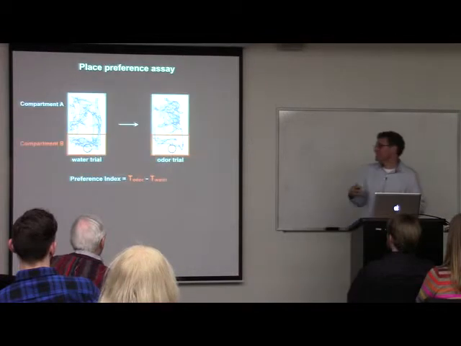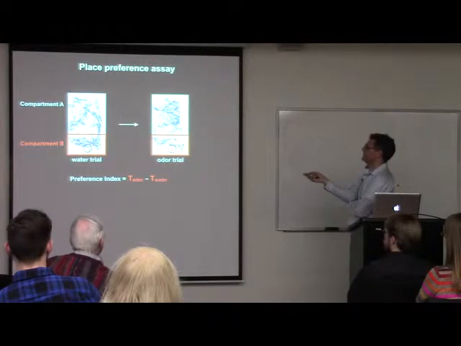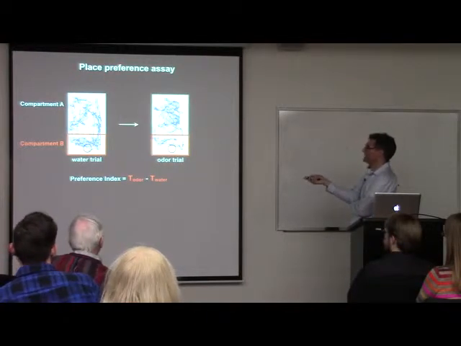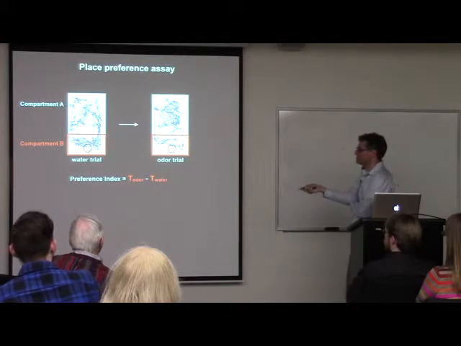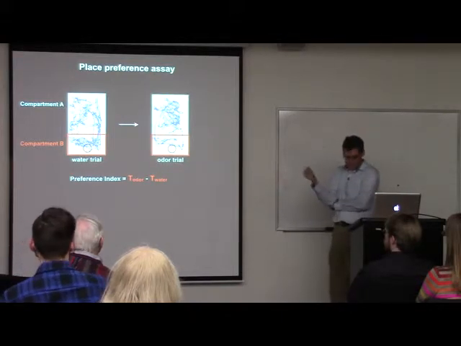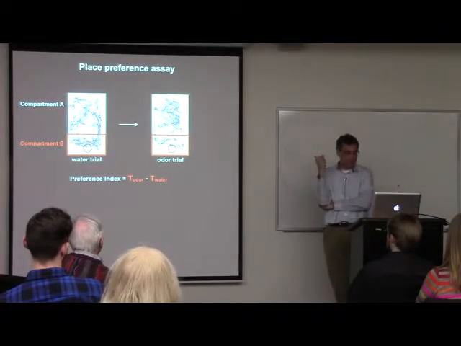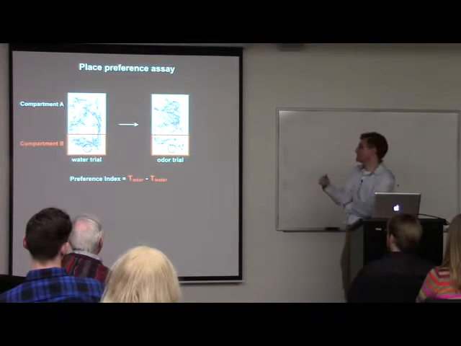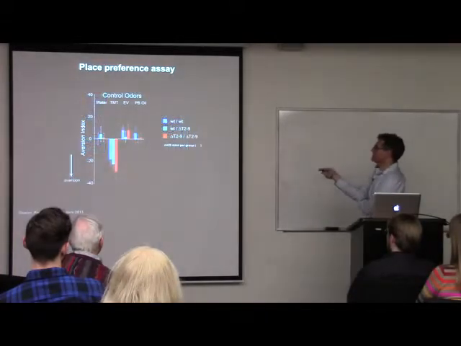We video track the animals over a 3-minute period, and we can then come up with an aversion index, which is the time that they spend in the chamber when the chamber has an odor minus the time they spend when the chamber has a control, water. Right? So a negative value will mean that the animal is averse to the stimulus. Does it work? Yes, it works.